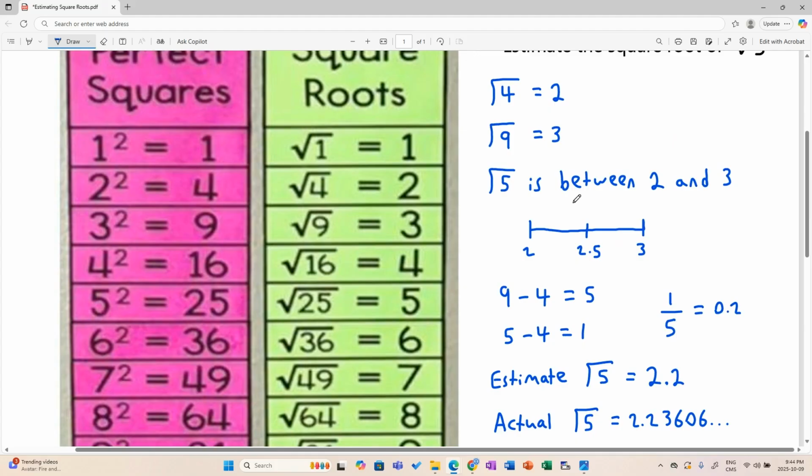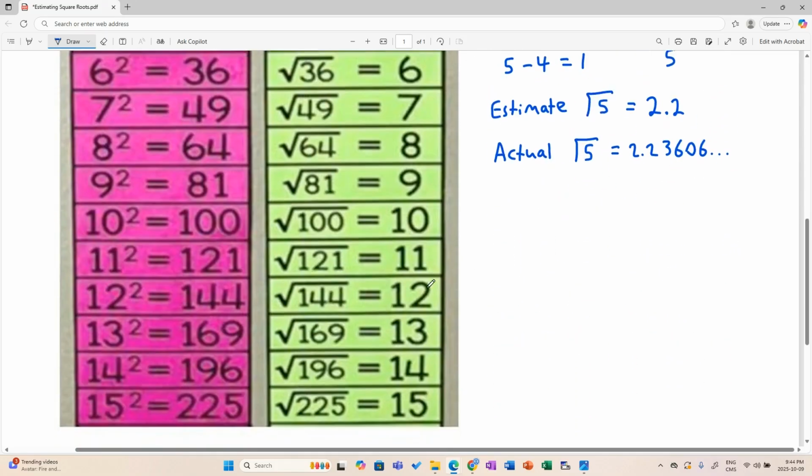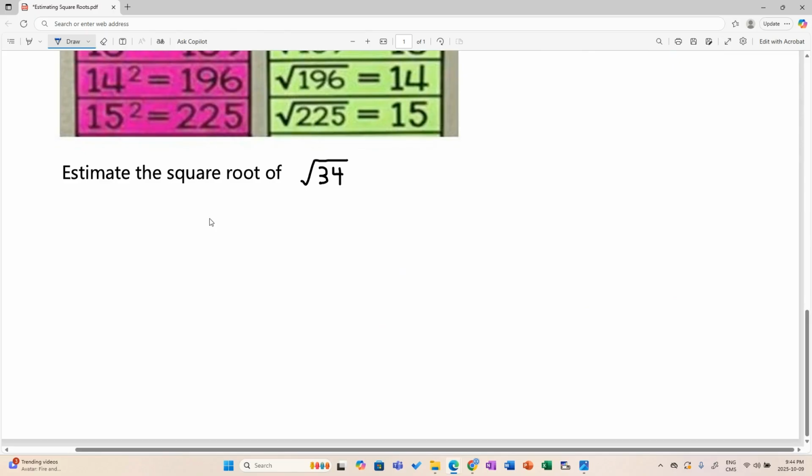Now, if we were to go over another example, like estimate the square root of 34, I would start like this. First, I don't know what the square root of 34 is, but I do know that the square root of 25 is 5. And I know that the square root of 36 is 6. And I know that the square root of 34 is between the square root of 25 and the square root of 36. So my answer must be between 5 and 6.